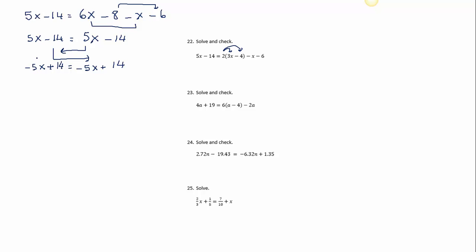And guess what happens here? -5x is 0. -14 plus 14 is 0. 5x minus 5x is 0. So I end up with a true statement. And every time you do that and you end up with a true statement, where in this case 0 equals 0, then the solution would be all real numbers.